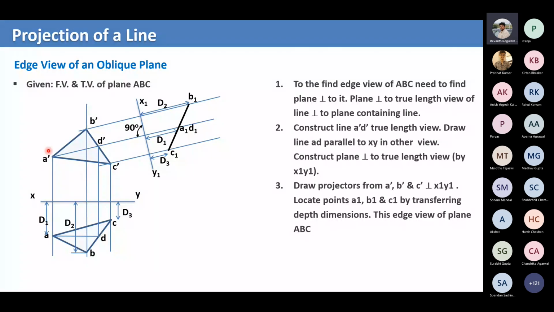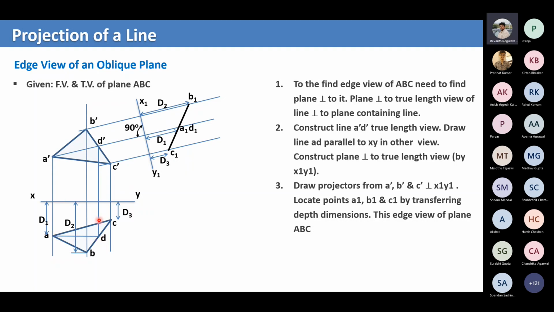In front view, it will be a straight line parallel to XY, and in top view, you will get the true length. Similarly, when a line is parallel to VP and is inclined to HP, what do you get? You get the true length in the front view and a line parallel to XY in top view. So in the same fashion, we are doing this. So we take a line which is parallel to XY. So this AD, we chose AD, which is parallel to XY.